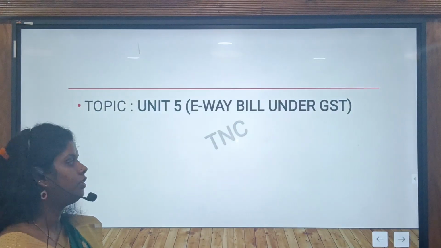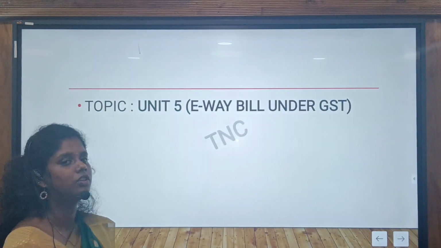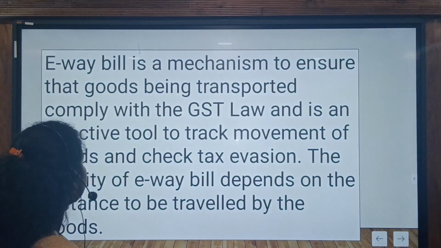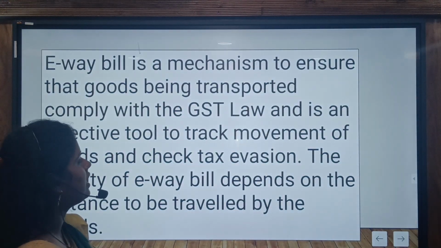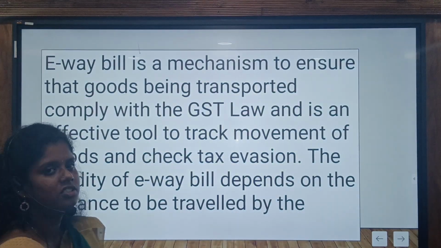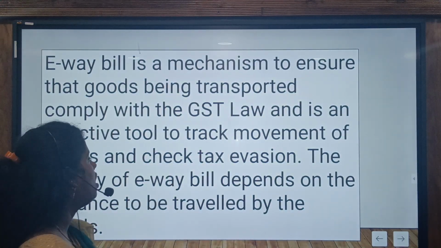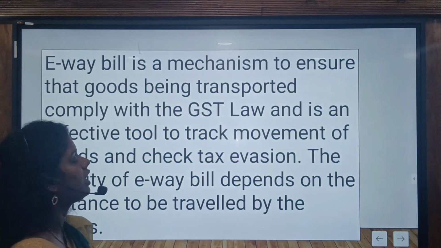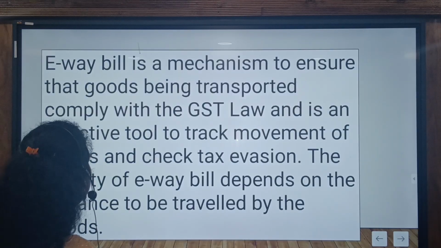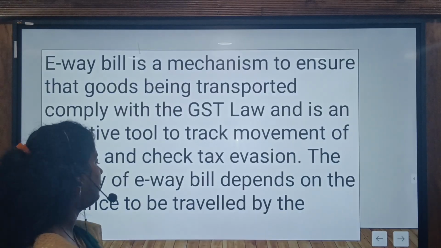So now we'll move on to unit 5, which is e-way bill under GST. The e-way bill will be given for the trucks that are going from one place to another place. So the e-way bill is a mechanism to ensure that goods, which use the logistics platform, comply with the GST. It is an effective tool to track movement of goods and services and check tax evasion. The validity of the e-way bill depends upon the distance to be travelled by the vehicle.